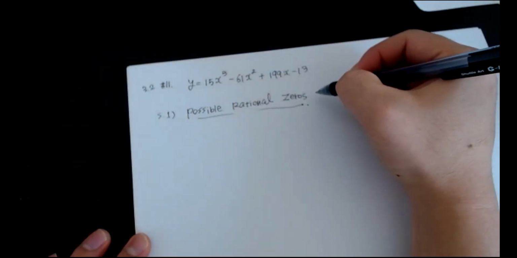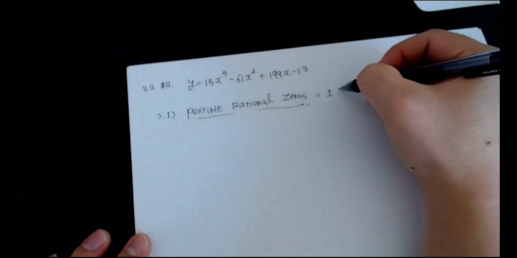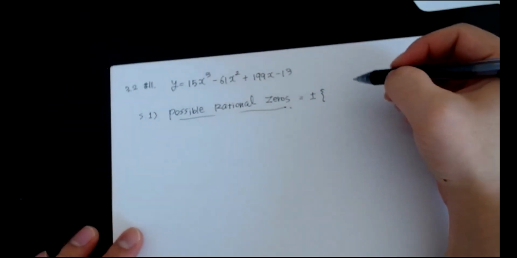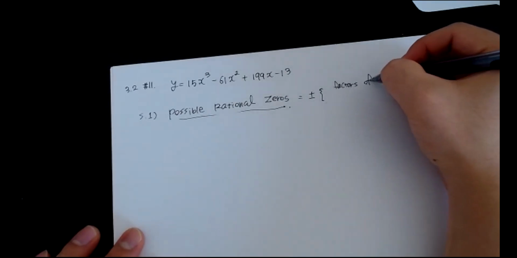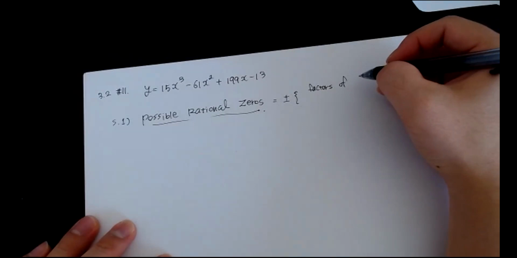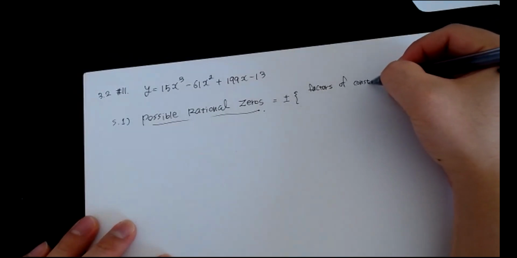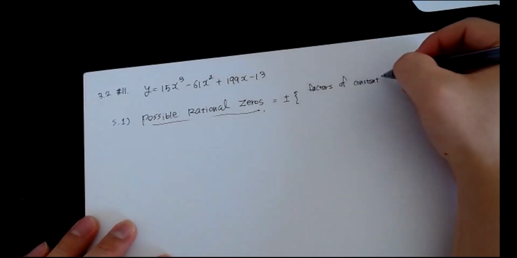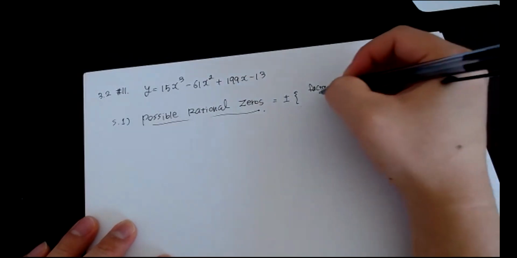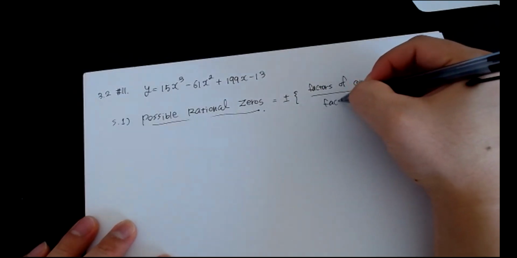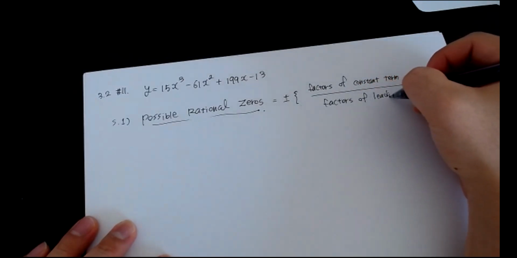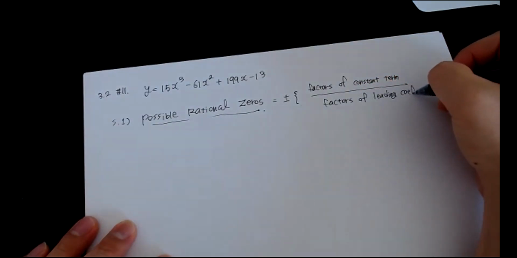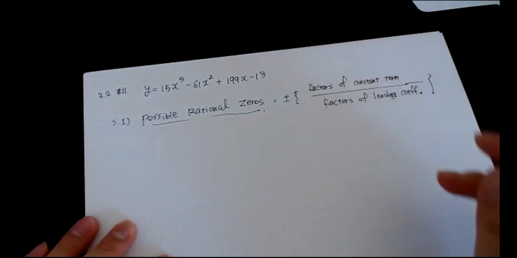This is plus minus, the set. This is set notation. The factors of the constant term over the factors of the leading coefficient, which is a COEFF. It means leading coefficient. Okay, keep this in mind.